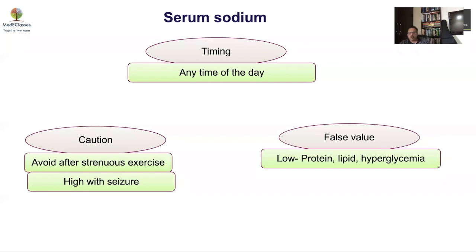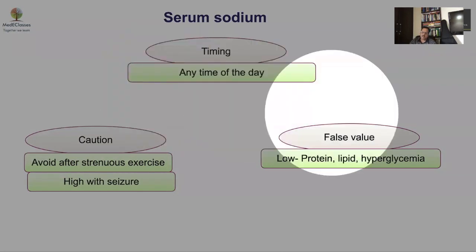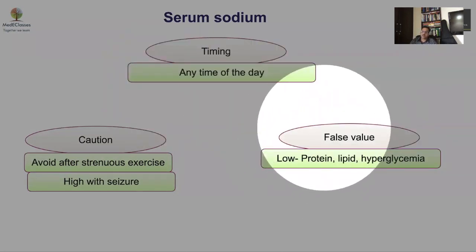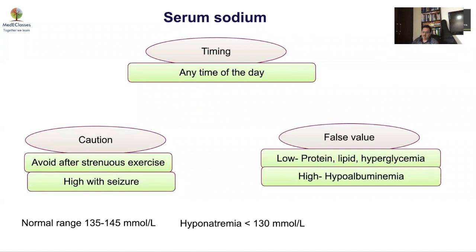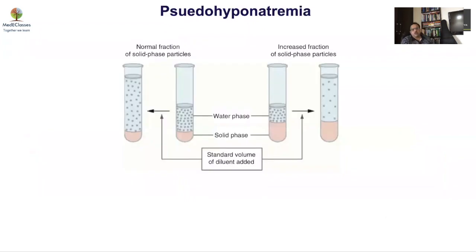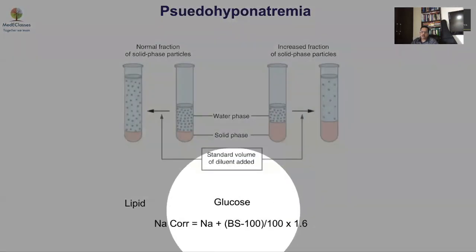False values can be found with abnormalities in protein and lipid, such as hypertriglyceridemia, and also hyperglycemia, which is known as pseudohyponatremia, while hypoalbuminemia may cause a falsely high level. Very importantly, the normal range is 135 to 145. We should be worried when the levels go below 130 or above 150. Pseudohyponatremia is because of abnormalities in sodium measurement when the solid phase is more. So if it's lipid or glucose, importantly, glucose is very important from a DKA perspective.